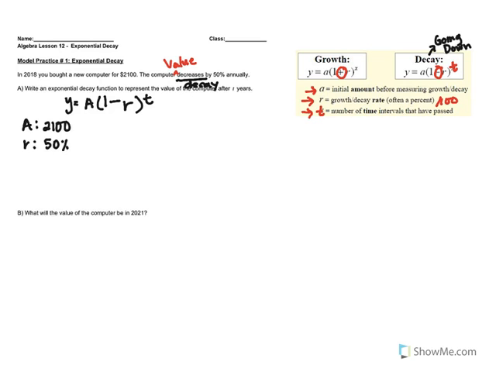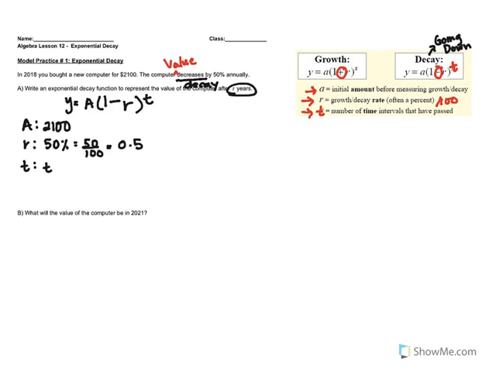And remember, you always have to divide your rate by 100 to convert it into a decimal. Whether the rate is a percent that's a decimal, or a percent that's a whole number, it doesn't matter what type of number the percent is. You always have to divide it by 100. So I'm going to go ahead and do 50 divided by 100 to give me 0.5. So that's my rate, that's my R. And here it says write an exponential decay function to represent the value of the computer after t years. So right here in part A, I still don't know how much time has passed, so I'm just going to write t for time.